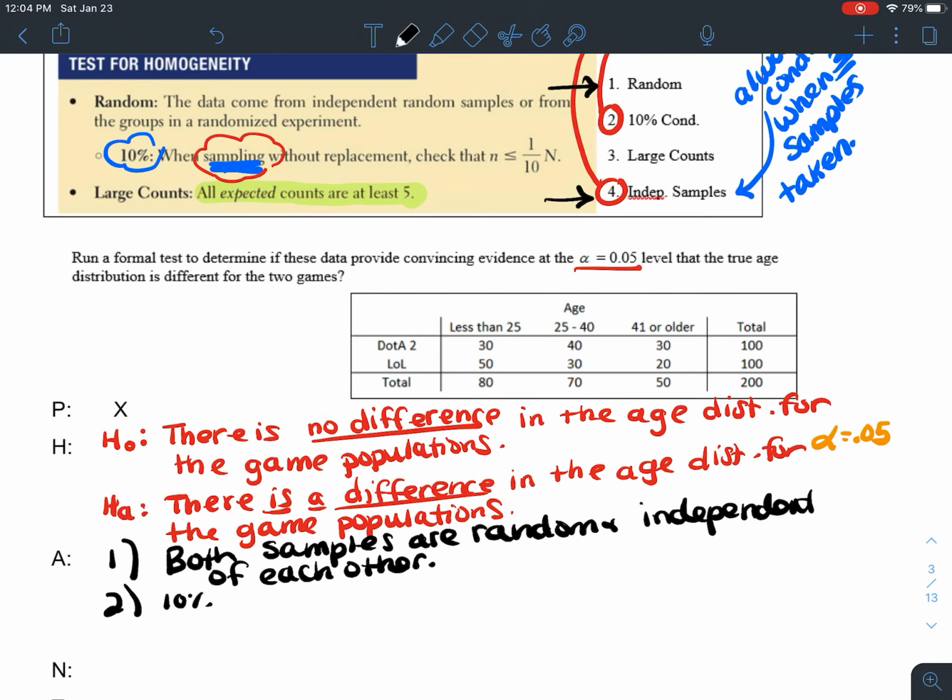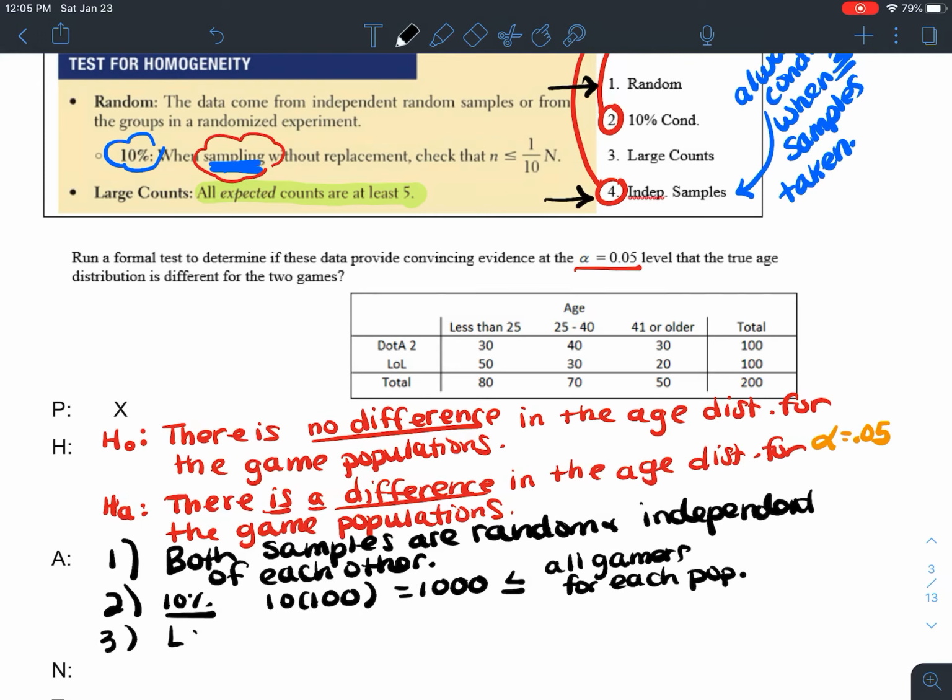Okay, the 10% condition. We actually have 2 different samples, and we should be doing the 10% condition for each, but since the sample size was the same for each of these, I can get away with only writing this once and say that 1,000 should be less than or equal to all the gamers for each population. I'd have to list that separately though if my sample sizes were different.